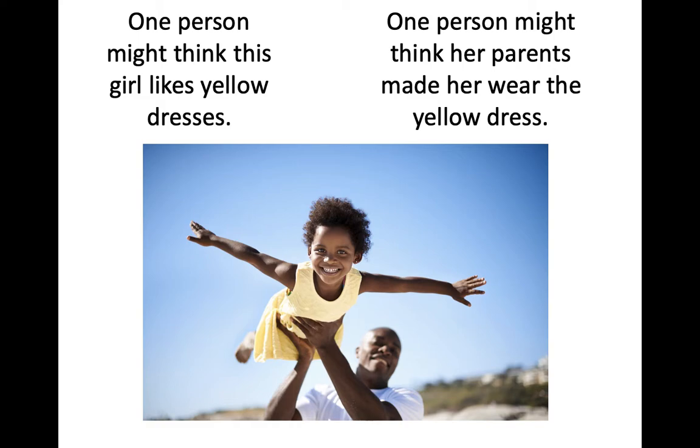Just by looking at the picture, can we see that she likes yellow dresses? Can we hear that she likes yellow dresses? Can we taste that she likes yellow dresses? Can we touch that she likes yellow dresses? No, we can't. So it's just a smart guess that because she's wearing a yellow dress, that she likes them. But we can't use our five senses to prove that fact. One person might think her parents made her wear the yellow dress. Just by looking at the picture, we can't use our five senses to see which one of those statements is correct. But both of them are inferences because they're smart guesses based on just what you see in the picture.